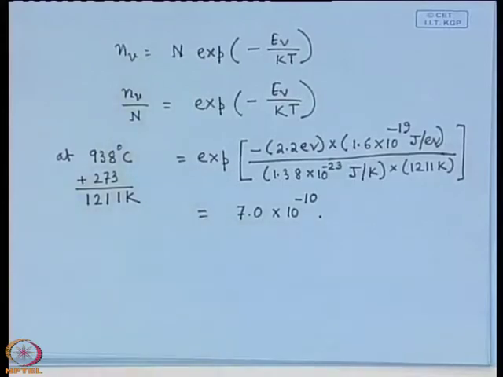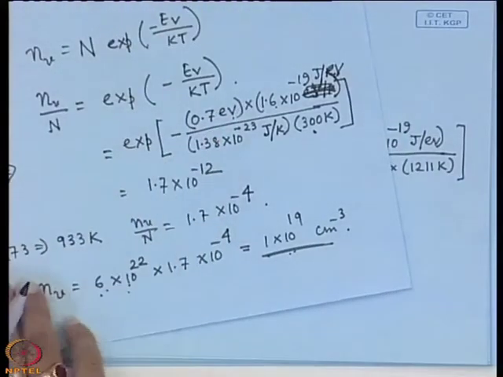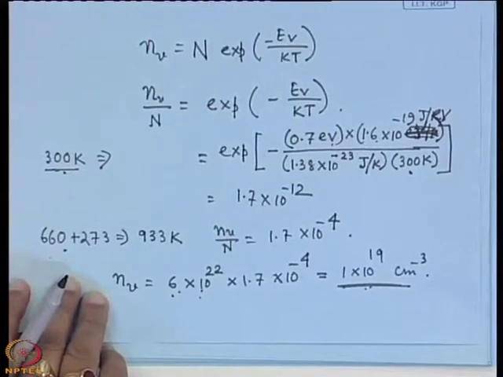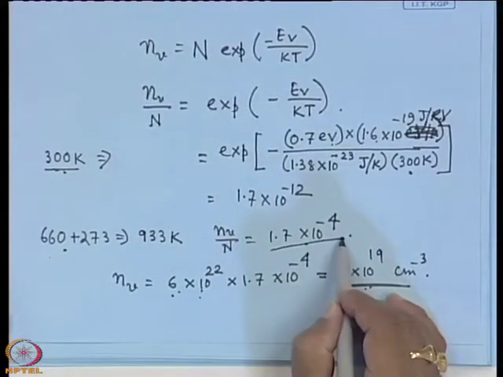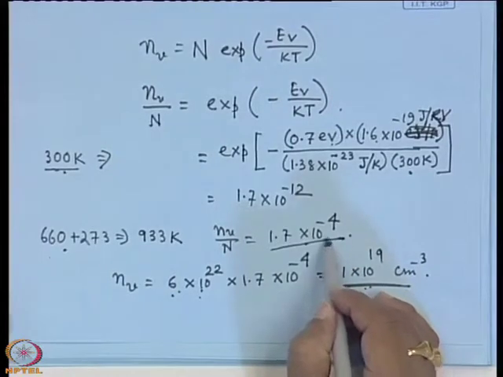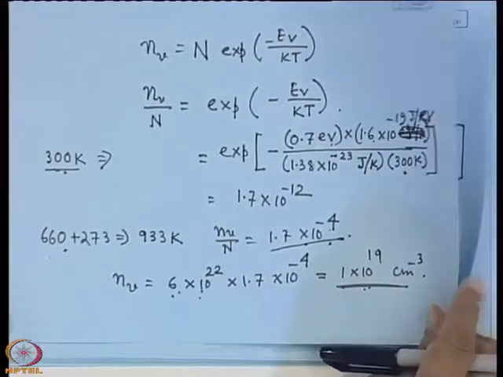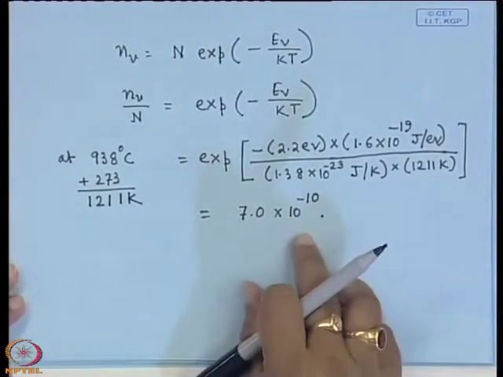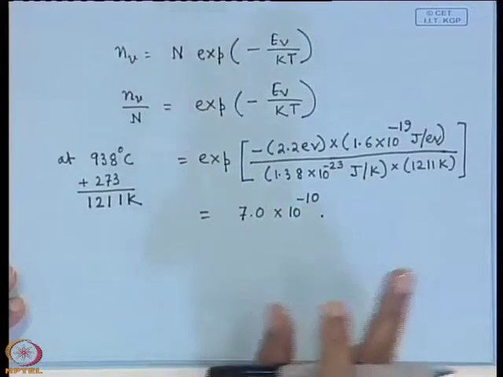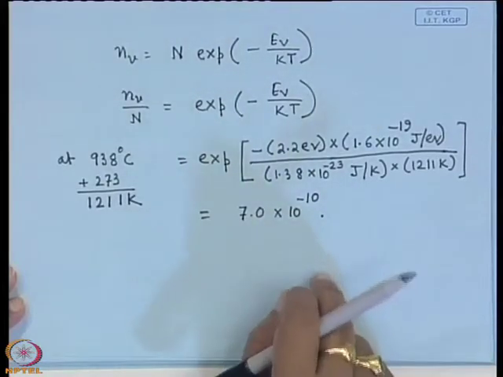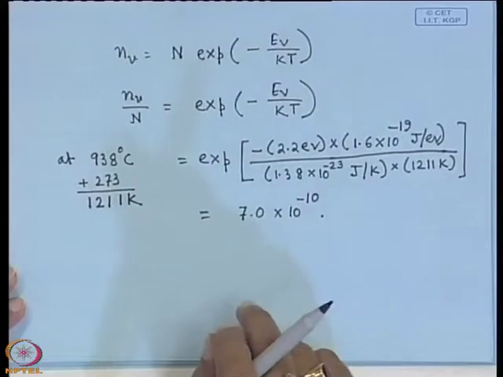What was the value for aluminum? At melting point it is 10 to the power minus 4, here it is 10 to the power minus 10. So, that means orders of magnitude less, minus 4 and minus 10. Not 1 or 2 or 3, not 4 or 5 times, 8 times, 10 times, it is orders of magnitude less in case of germanium.